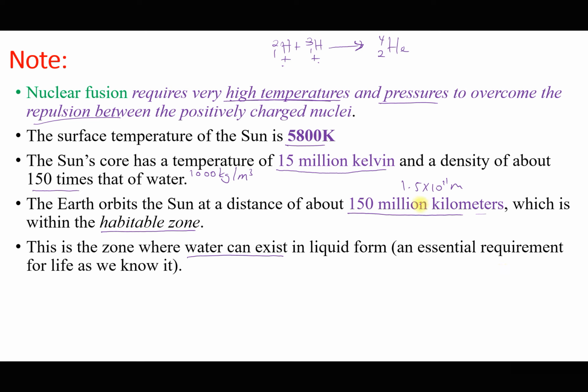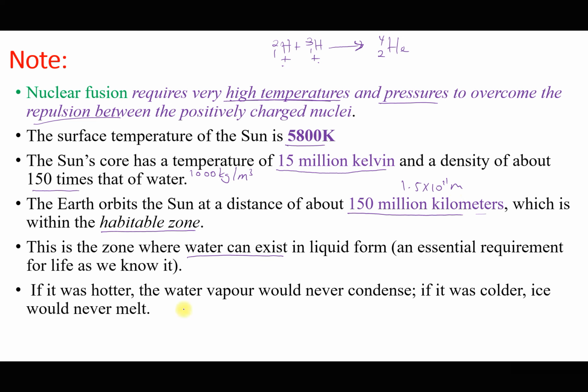So about 1.5 times 10 to the power of 11 meters, that is a habitable zone where water is possible to exist as a liquid. If it was hotter, the water vapor would never condense. If it was colder, ice would never melt. So it is just good enough for water to exist as a liquid.